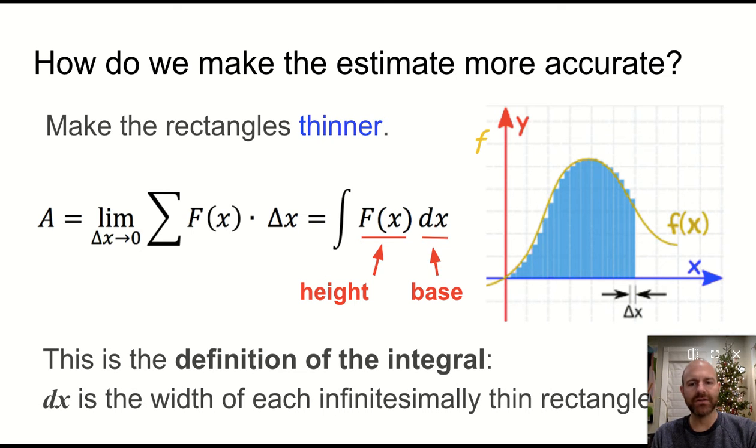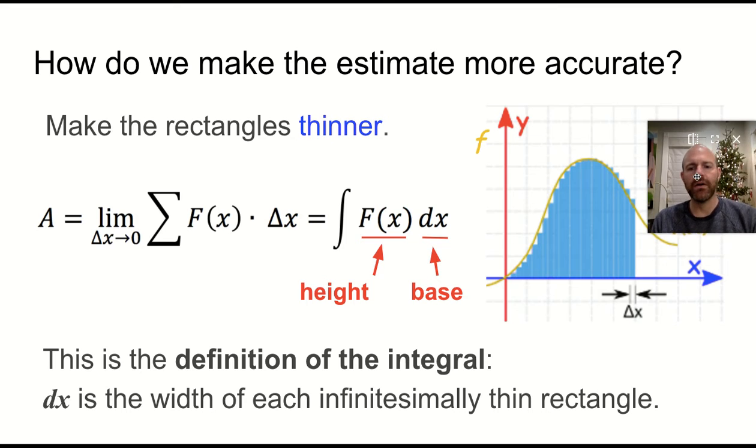And this is how we actually find the work done by a force in this case. So dx is the width of each infinitesimally thin rectangle.